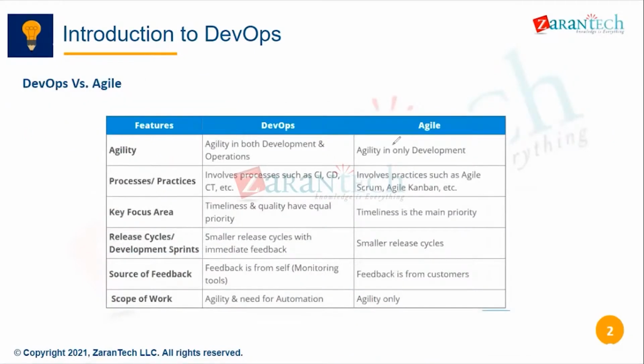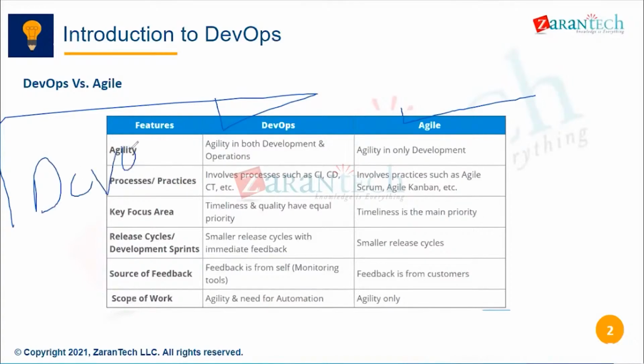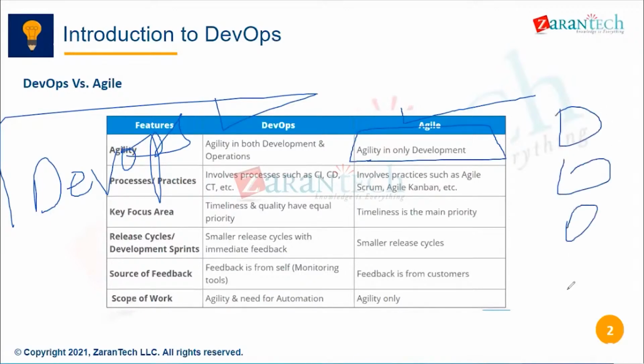And if you can see here, in Agile, agility is only in development, but agility is both in development and operations. That's where DevOps comes into the picture. Agility means quick. Here you have agility only in development because you don't have all the tools where you can combine development, testing, release, and monitoring. So Agile does not have DevOps, but DevOps will have both. It involves the CI/CD process: continuous integration, continuous development, continuous testing, continuous deployment. Timelines and quality have equal priority because everything is fast when you have tools.